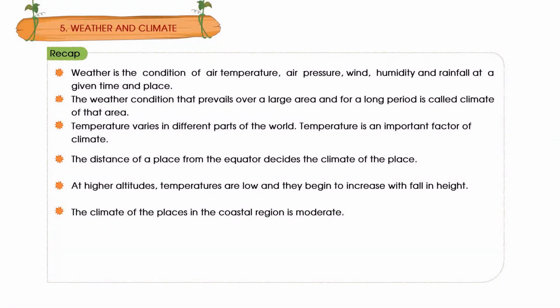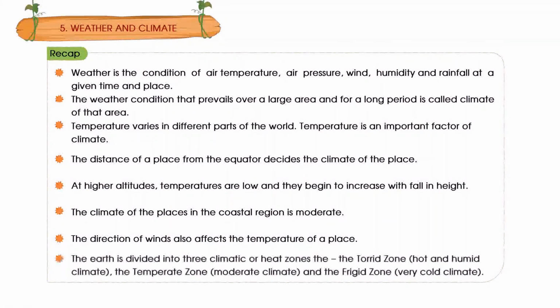The climate of the places in the coastal region is moderate. The direction of winds also affects the temperature of a place. The earth is divided into three climatic or heat zones: the torrid zone, hot and humid climate; the temperate zone, moderate climate; and the frigid zone, very cold climate.